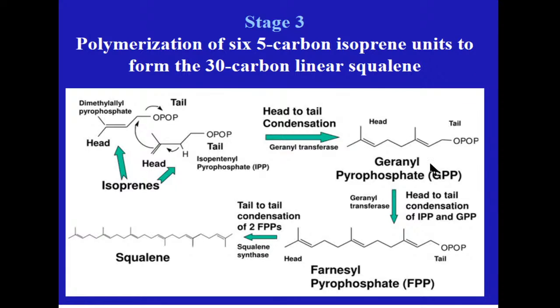Also, these names geranyl, farnesyl, don't learn them. Stage 3: polymerization of isoprenic units to form 30 carbon linear squalene. The quantity of these units is easy to remember. If you remember that squalene is a 30 carbon chain, then 6 molecules are polymerized. From mevalonate, a 5 carbon isoprenic unit is formed. So here it will be easy to understand.